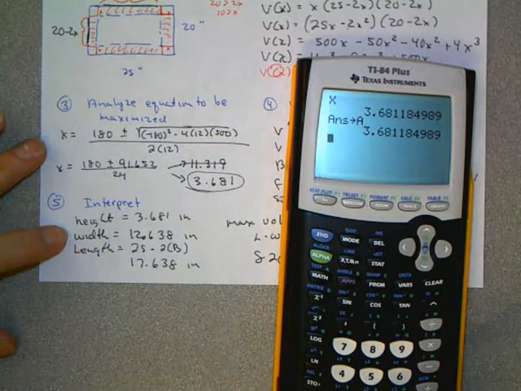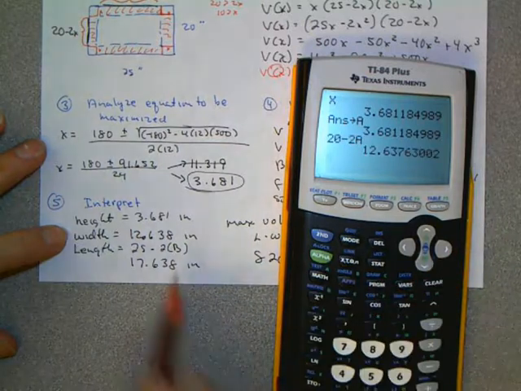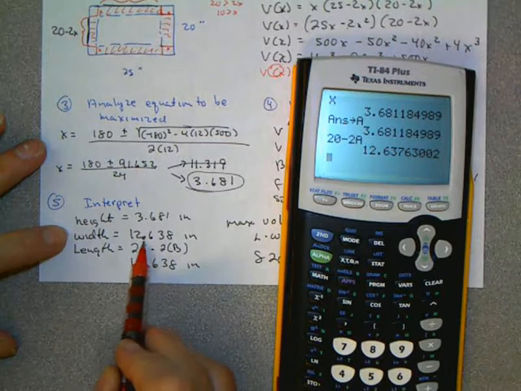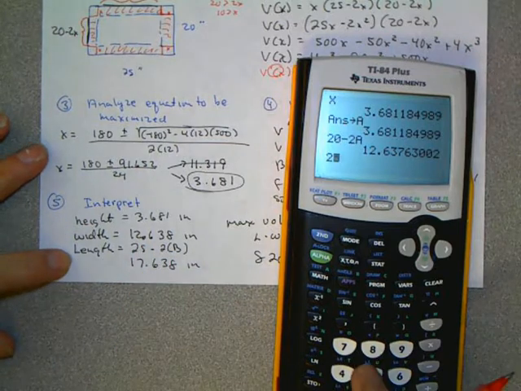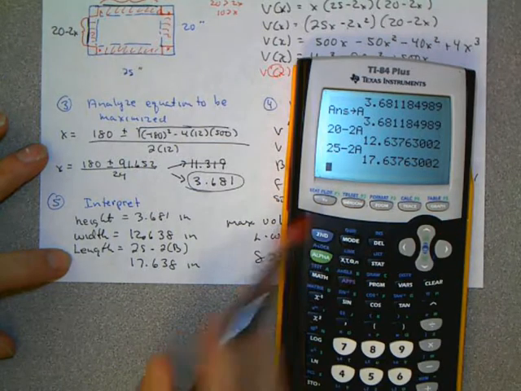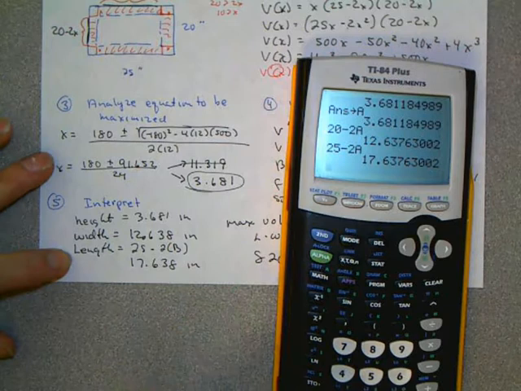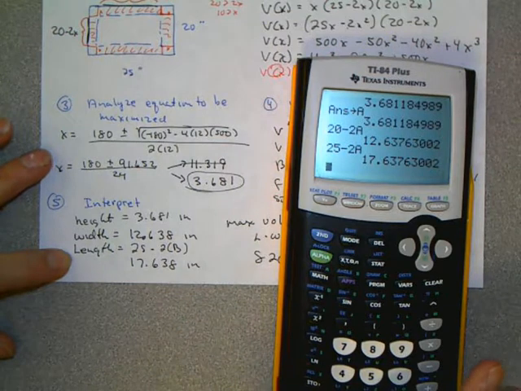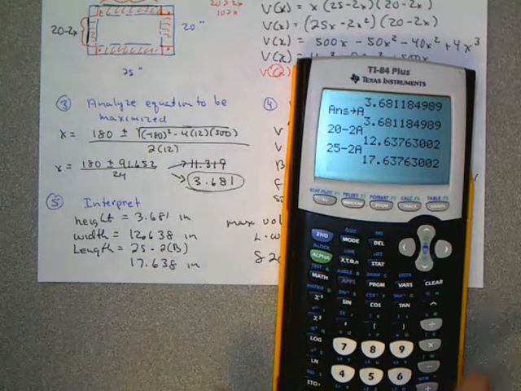Well, the width is going to be 20 minus 2 times A, and that's where I get my 12.638 inches, and the length is 25 minus 2 times A, and that's where I'm going to get my 17.638 inches. Now, the question asks for how large the square should be, and then what's the max volume.